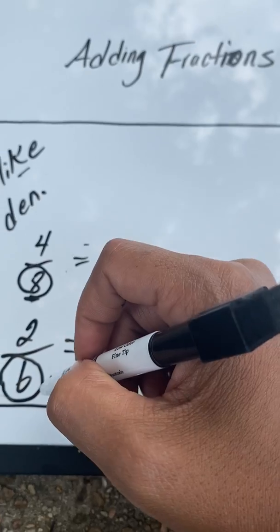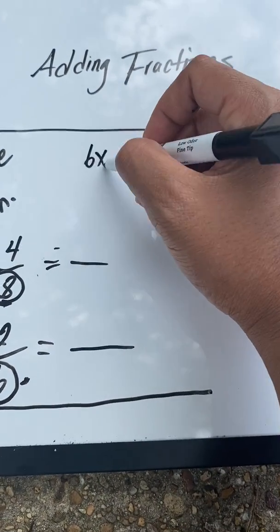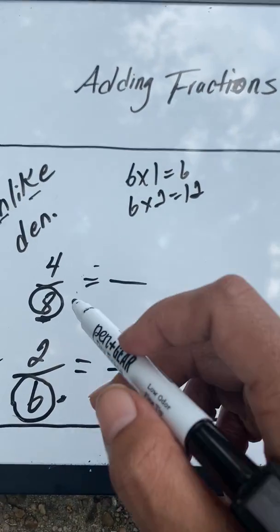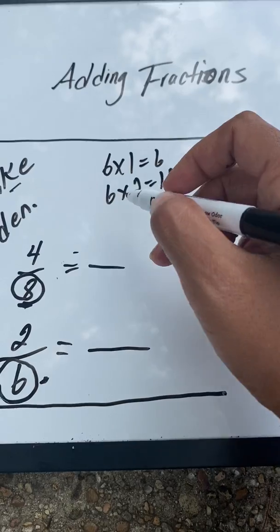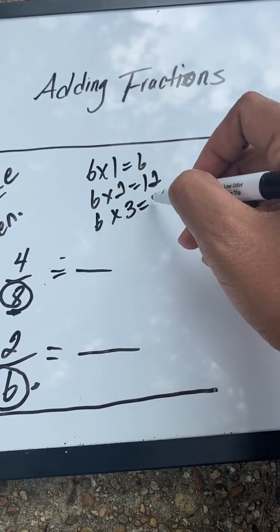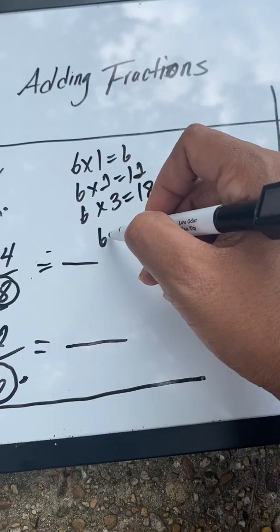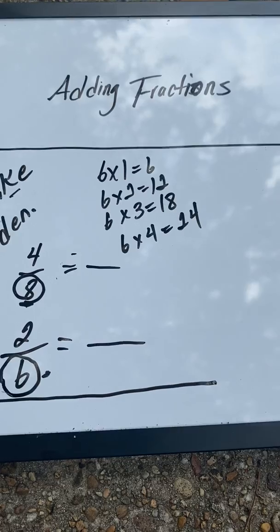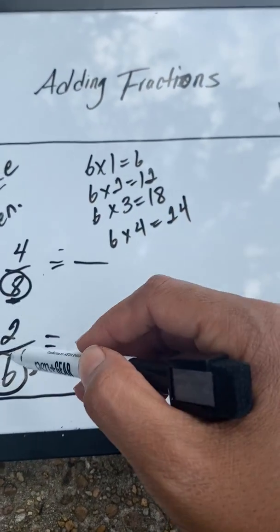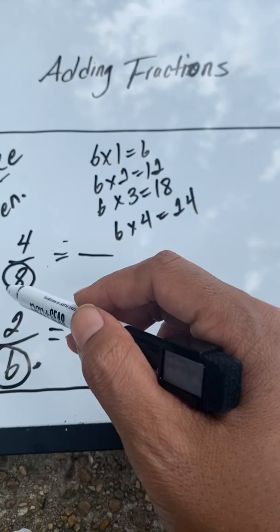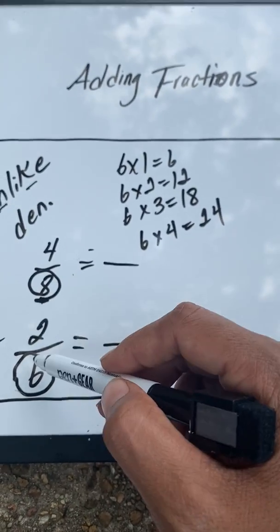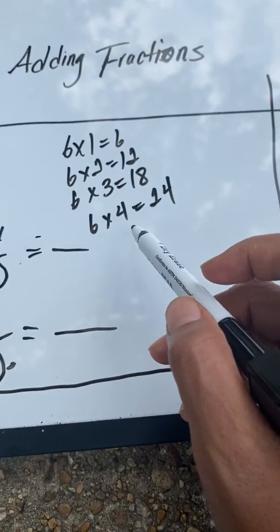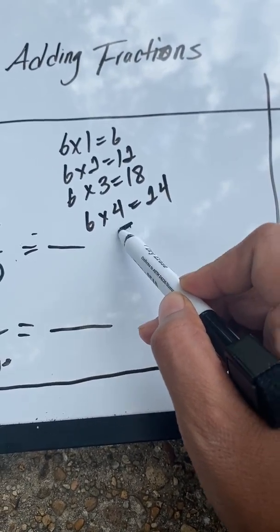So in this case, I would take the smallest denominator. 6 times 1 is 6. 6 times 2 is 12. And what I'm looking for is a number that 8 can go into as well. 6 times 3 is 18. 6 times 4 is 24. I have a number. See, this is why I say multiplying the two bottom numbers doesn't always work, because that would give us 48, and 48 is unnecessary. We don't even have to go that far to find a number that 8 can go into.